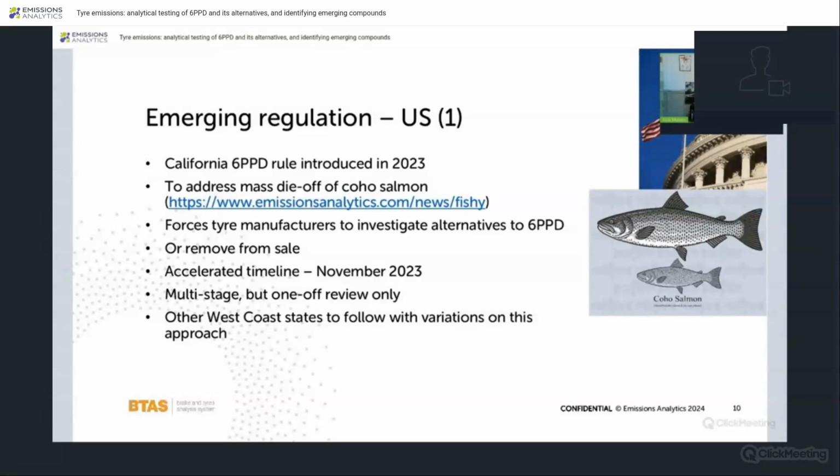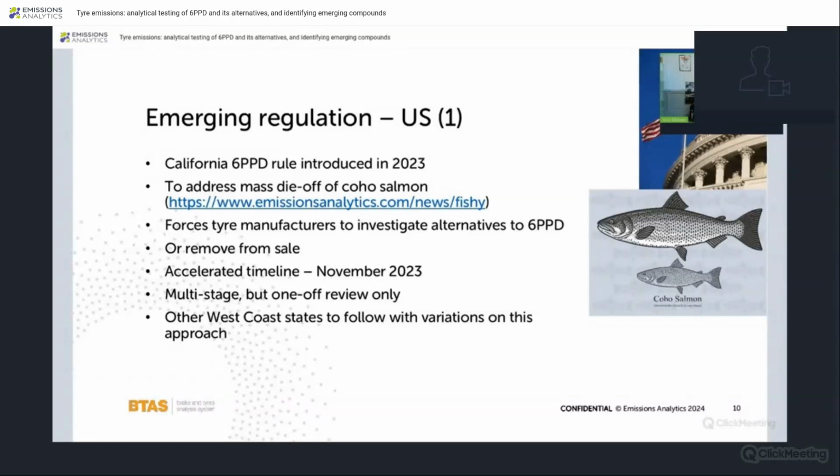The regulatory intervention that's happening is quite different between the US and Europe. California was first to react, with a 6PPD rule introduced in 2023 to address the coho salmon die-off issue. More details can be found at that link for those who are interested. Essentially, it's a rule that forces tyre manufacturers to review alternatives to 6PPD or remove their tyres from sale. This has been addressed, in regulatory terms, very expeditiously, and it kicked off late last year. It's a multi-stage process, but once complete it is only a one-off process, which in our view may need to be repeated in the future if no alternative is found in the short run.